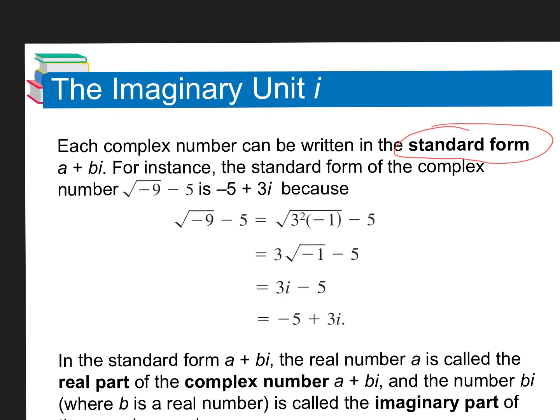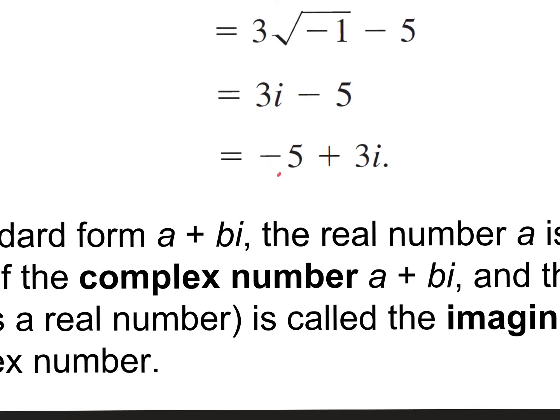But the standard form of a complex number is like this: a plus bi. Part of the number is real and part of the number is imaginary. So if you're looking at something like this, the real part always comes first. The imaginary part is always second. If it's not written in standard form, points are going to be taken off.